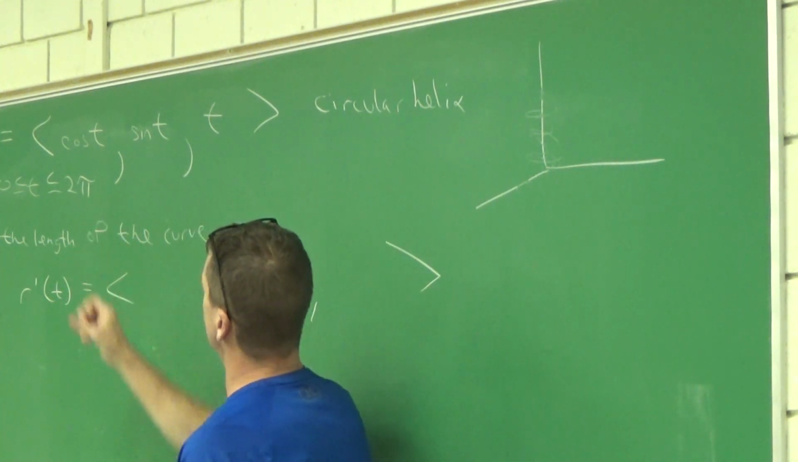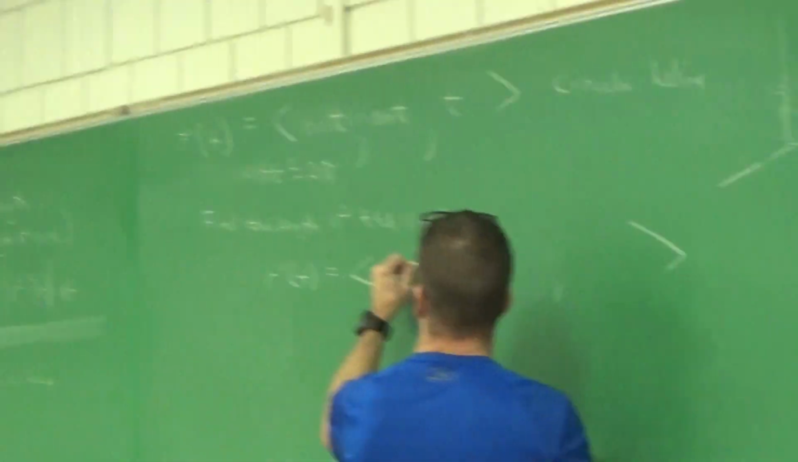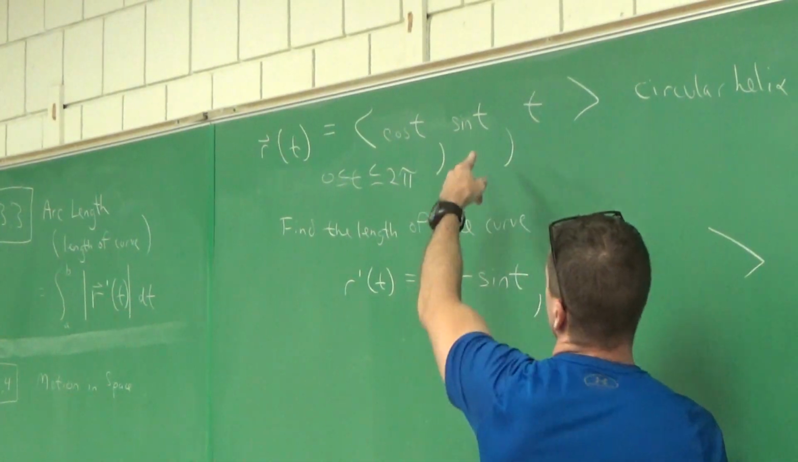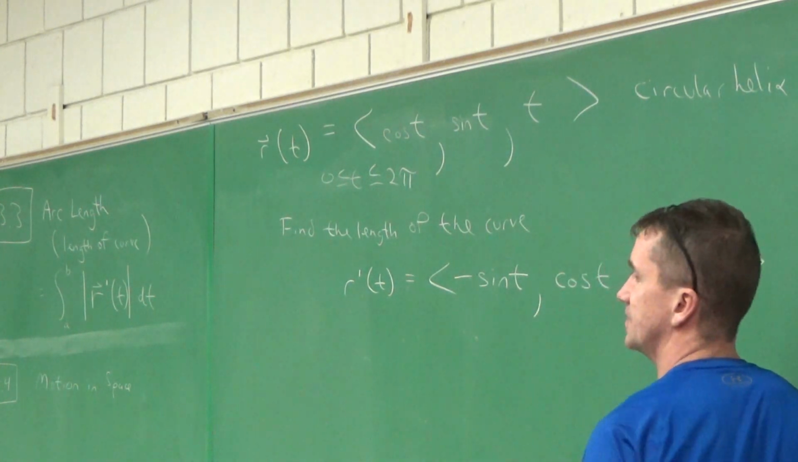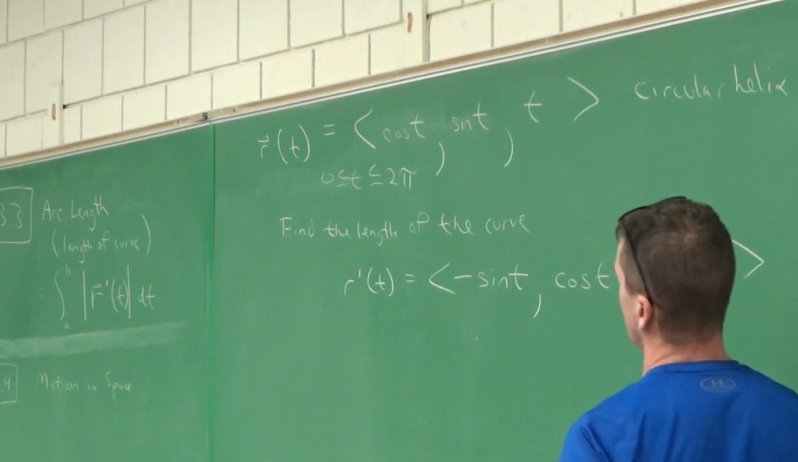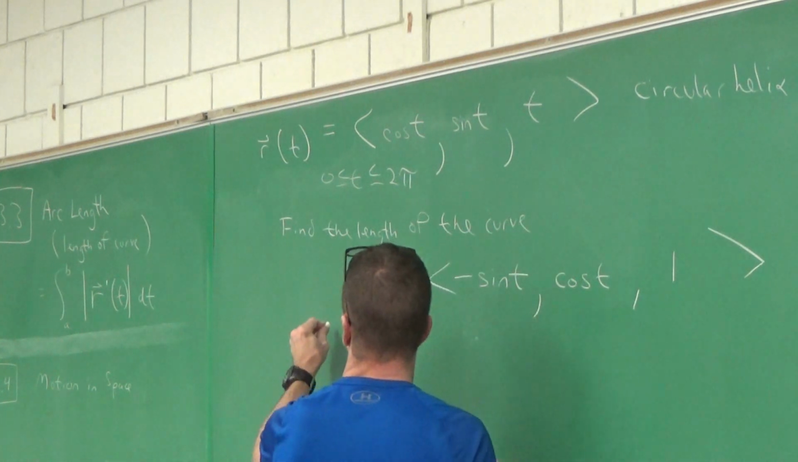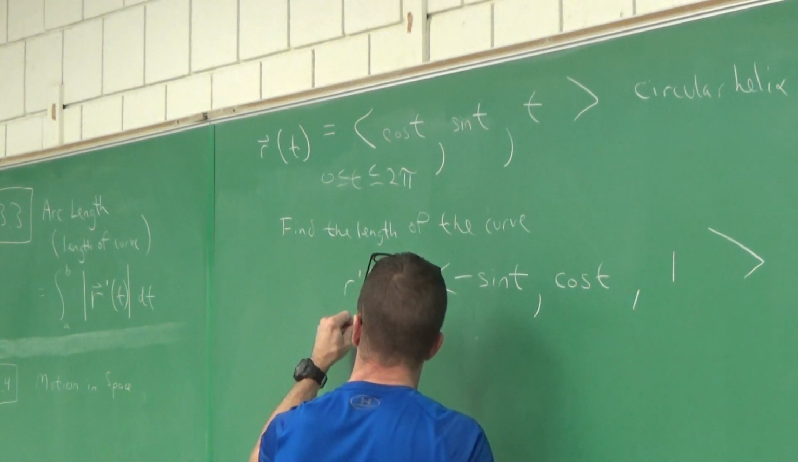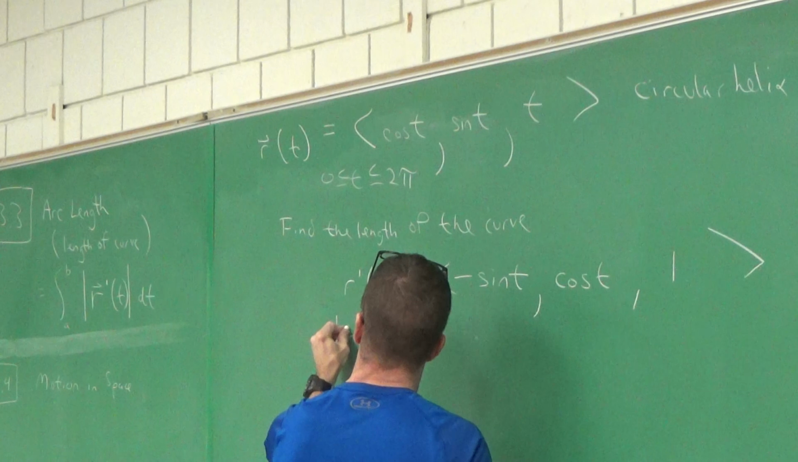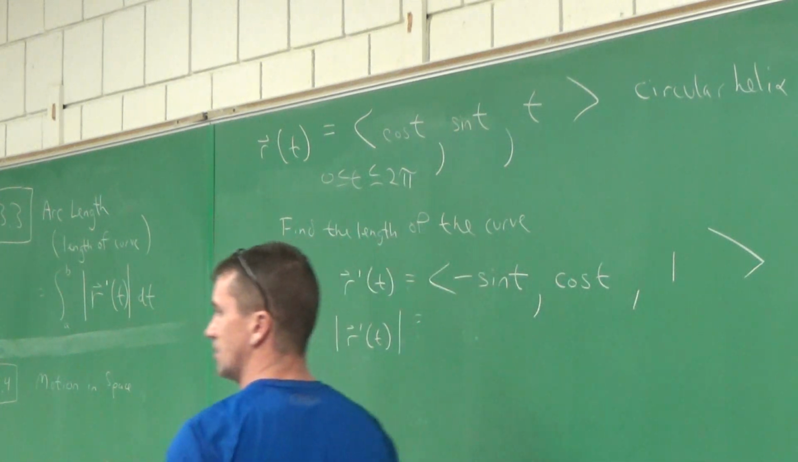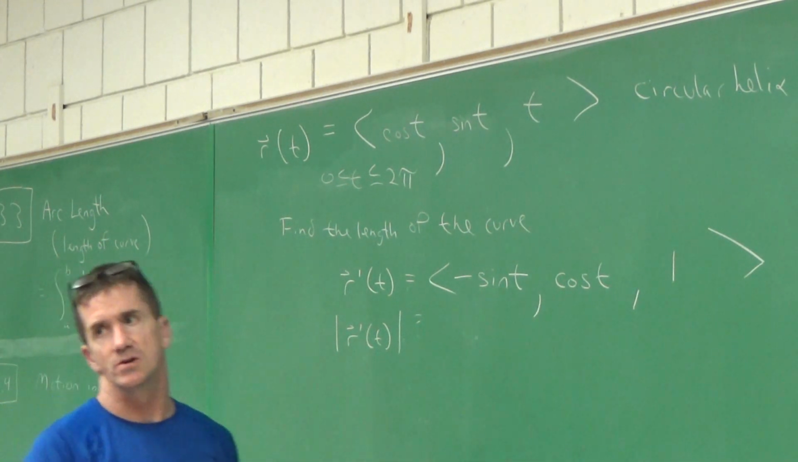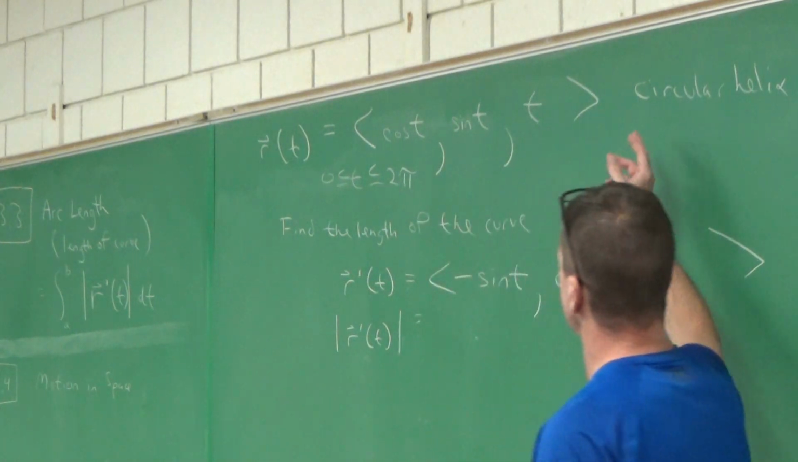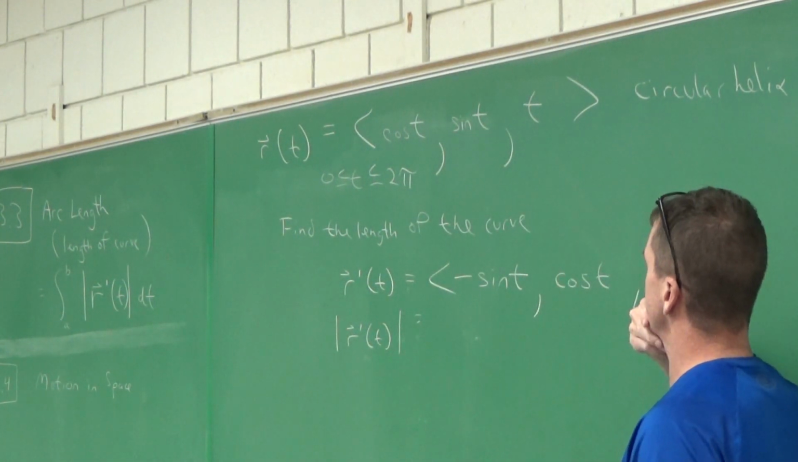What's r prime? What's the derivative of cosine of t? Negative sine of t. What's the derivative of sine of t? Cosine of t. And what's the derivative of t? 1. All right, so there's r prime of t. Now we're going to write out the magnitude of r prime of t. You'll notice with this problem, everyone, we will be able to solve it without the calculator, the length of this helix.